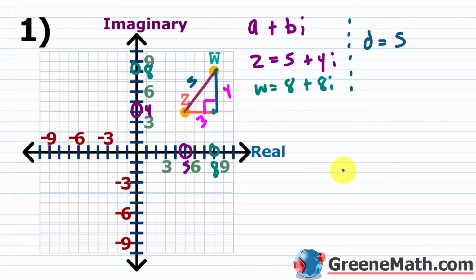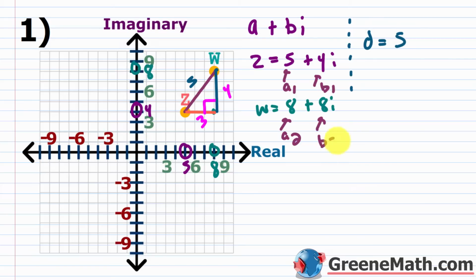Now, of course, we don't want to draw a right triangle each time. So what we're going to do is modify our distance formula, which basically makes this process very, very simple to work on the complex plane. So let me move this down just a little bit. I'm going to label this as a sub 1, this as b sub 1, this as a sub 2, and this as b sub 2. And of course, you could have switched that order up. It's not going to matter.